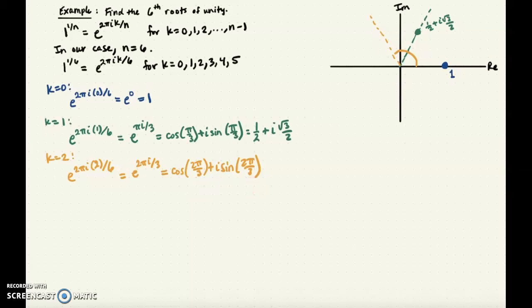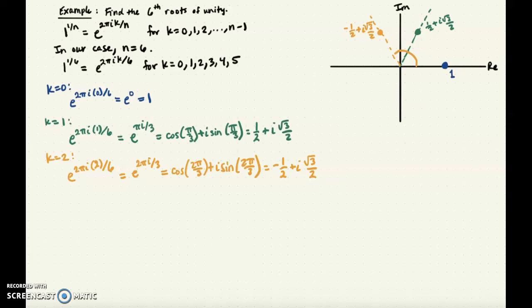So this is going to give me cosine of 2 pi over 3 is negative a half, plus i times sine of 2 pi over 3, which is root 3 over 2. And again, that's going to land me somewhere around here. This is minus 1/2 plus i times root 3 over 2.